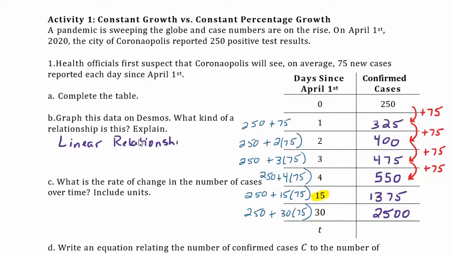And our main characteristic of a linear relationship is a constant rate of change, right? And so that rate of change is here, 75 cases per day. And that's the answer to C. What is the rate of change? So 75 cases per day.